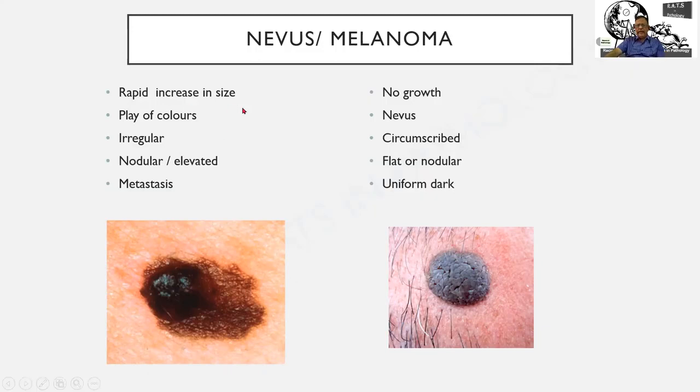Melanoma, on the contrary, is a very devastating tumor and there is a rapid increase in size. When I look at it, it is not uniform. There is a play of colors. So there is black over here, there is brown, and then there is a very pale light brown that is covering it. Secondly, it is irregular, almost looking like an amoeba. Irregular. It can be nodular, it can be flat. And definitely it is prone to metastasis because it is a highly malignant tumor.